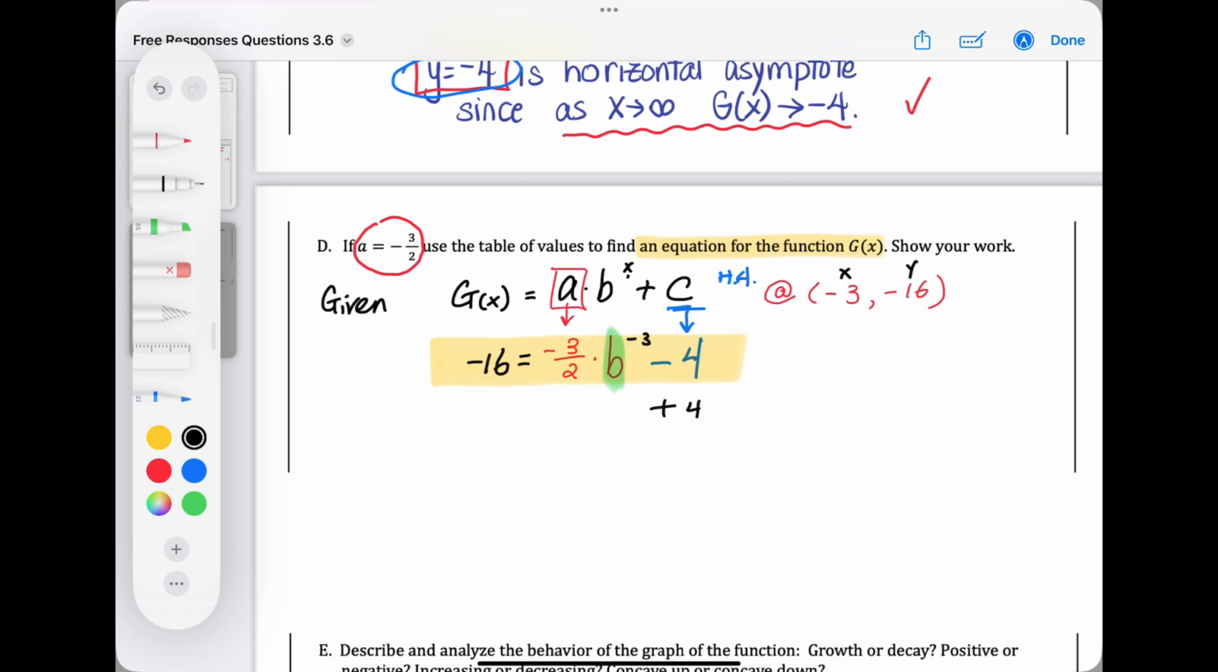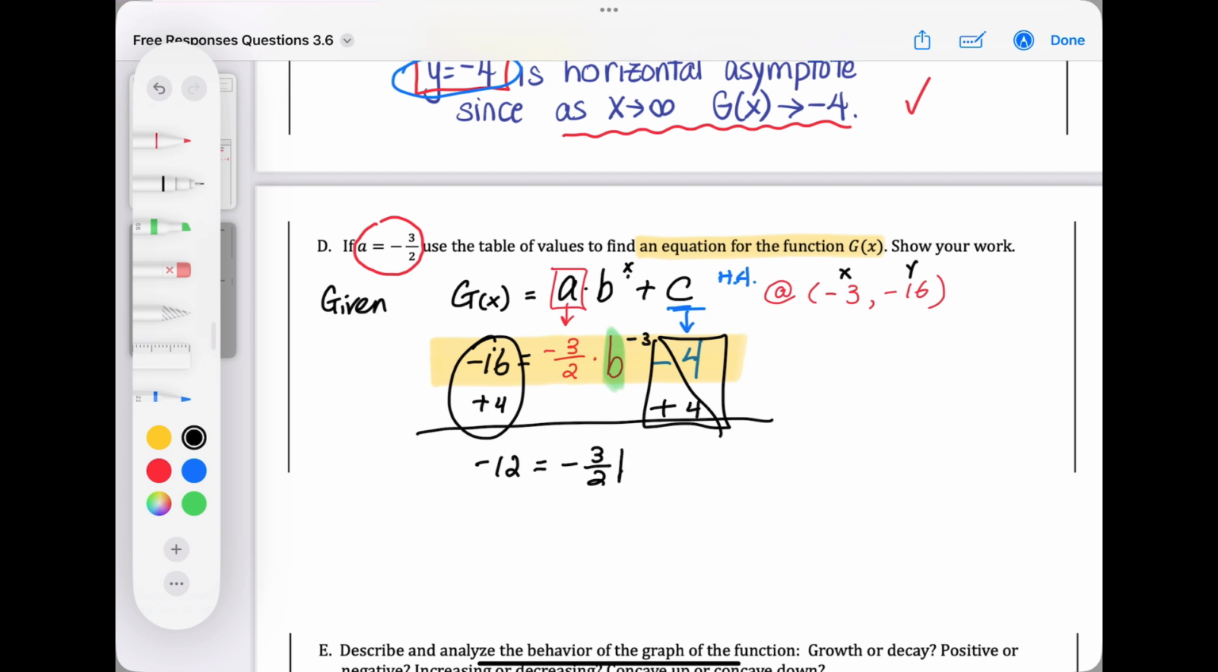We're going to add 4 to both sides. So both sides plus 4, that cancels out. I got negative 12 is equal to negative 3 over 2 times b to the negative 3 power. Very good. Eagle eye tells me both sides have the negative, so I can drop it. Good.